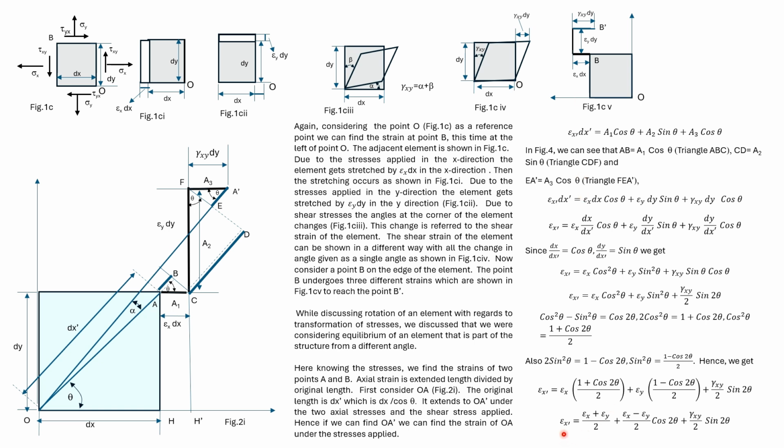This equation of transformation of strain involving epsilon x dash is similar in form to the expression of transformation of stress involving sigma x dash. So replacing epsilon x dash by sigma x dash, epsilon x and y by sigma x and y, and gamma xy divided by 2 by tau xy, we will get the equation of transformation of stress.